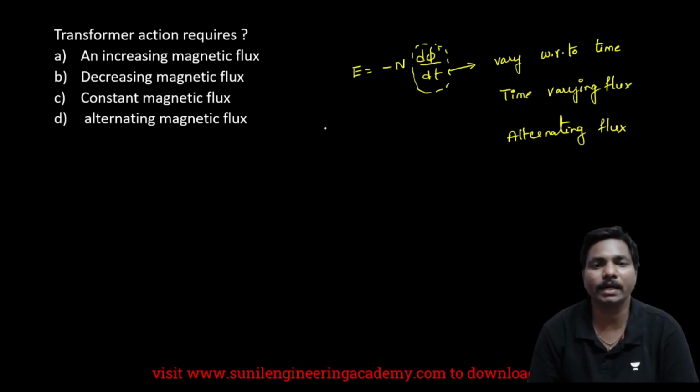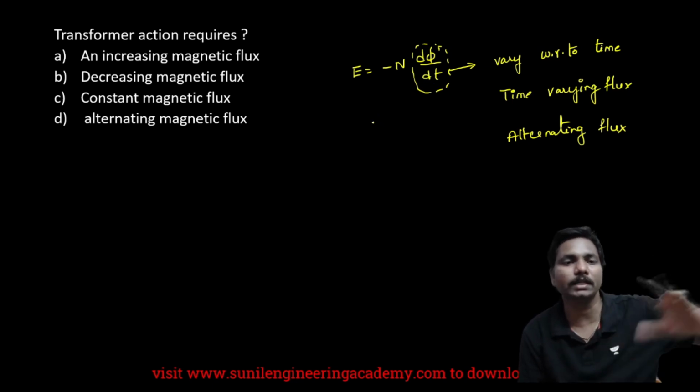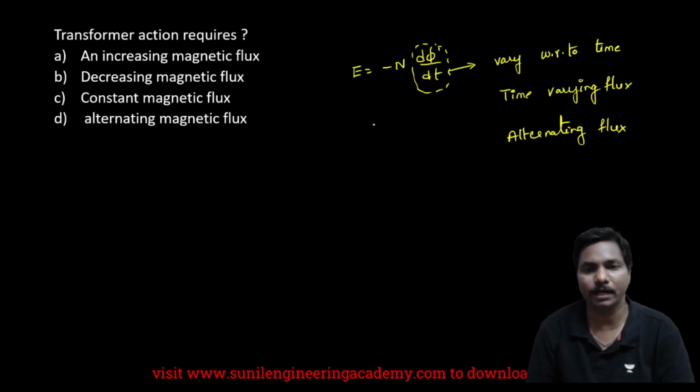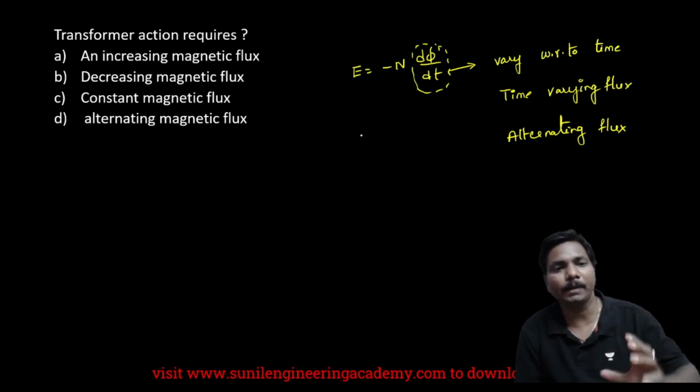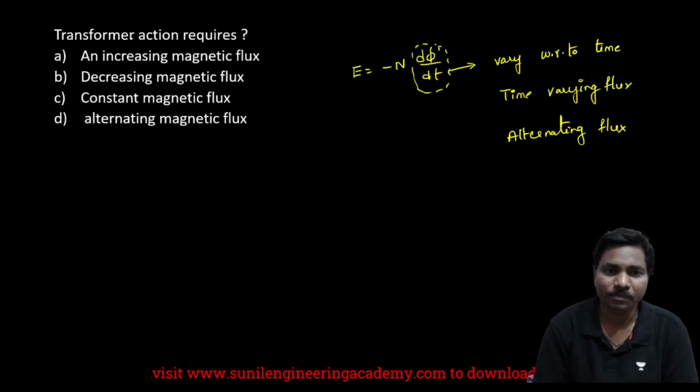This will happen in case you provide the DC supply. Whenever the EMF is 0, there is no opposition, and then the primary winding is going to burn. So if you give DC supply to a transformer, the primary winding is going to burn. Here transformer action requires change in flux, that is alternating flux. Answer is option D.